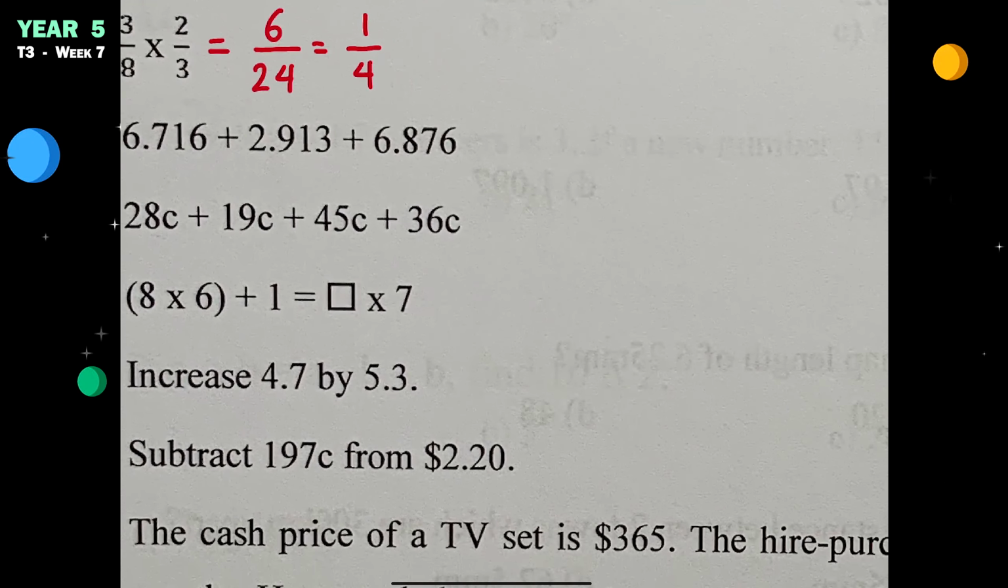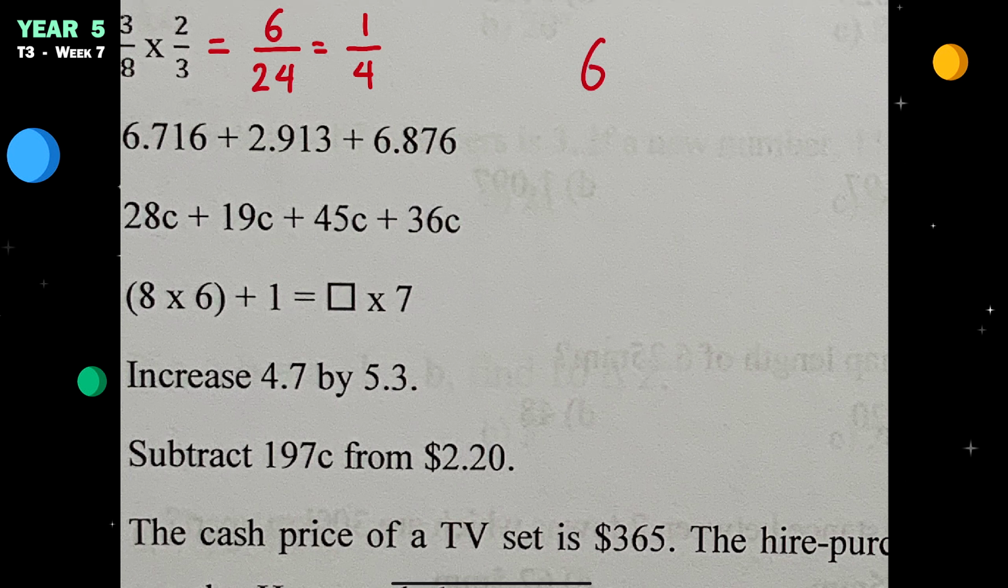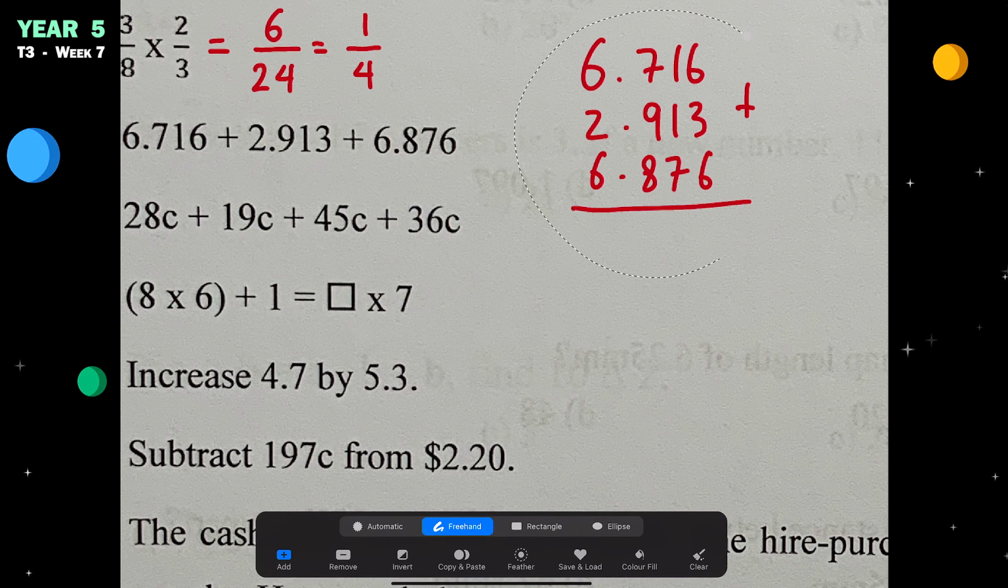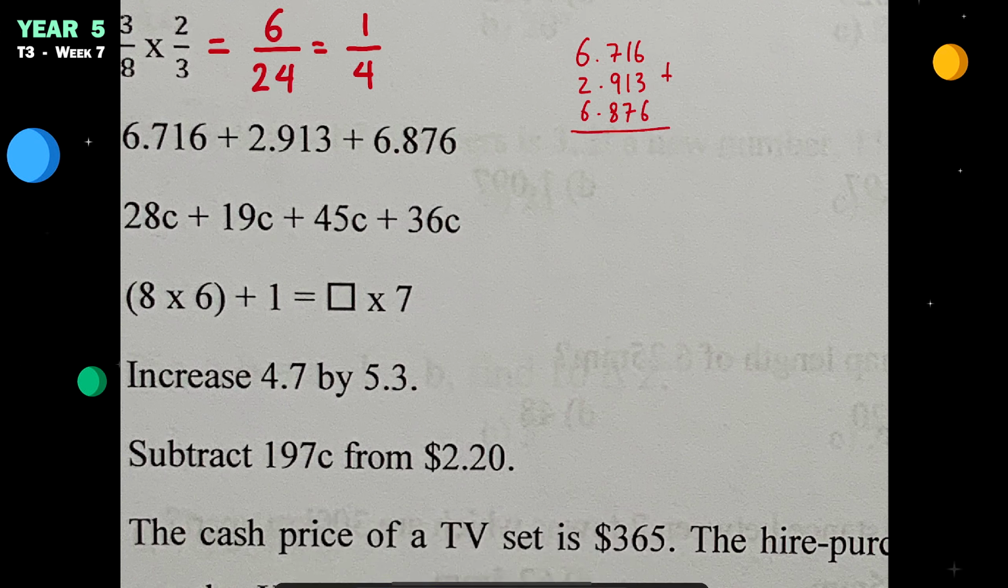Now, if you want to add these decimals up, you've got to line up the decimal places. So it's 7. Oops, no, 7. 6.716. We're going to add it with 2.913, and we're going to add it with 6.876. Okay, so you add all those together. You can do that yourself.